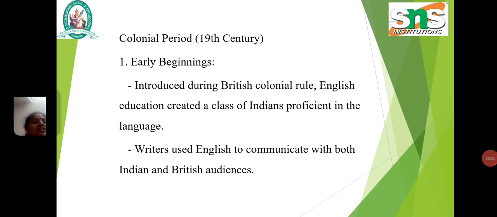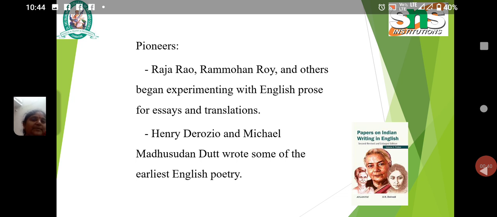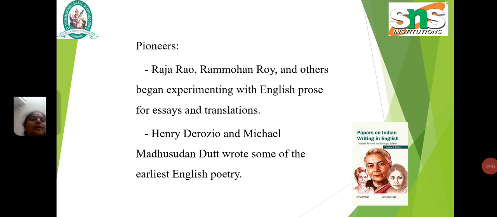Early beginnings were introduced during British colonial rule. English education created a class of Indians proficient in the language. Writers used English to communicate with both Indian and British audiences. Pioneers like Raja Ram Mohan Roy and others began experimenting with English prose for essays and translation. Henry Derozio and Michael Madhusudan Dutt wrote some of the earliest English poetry.